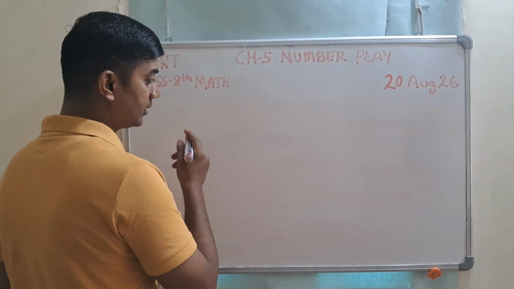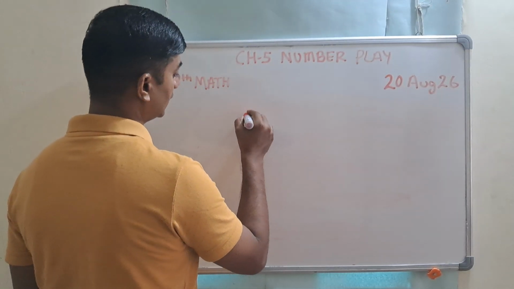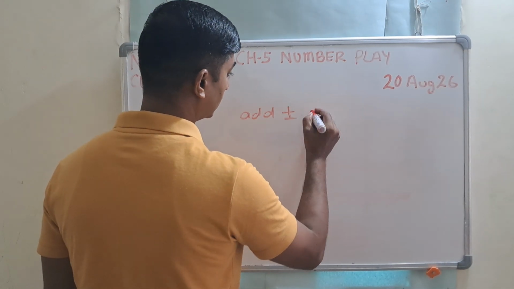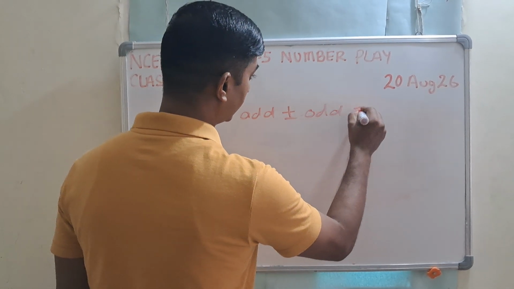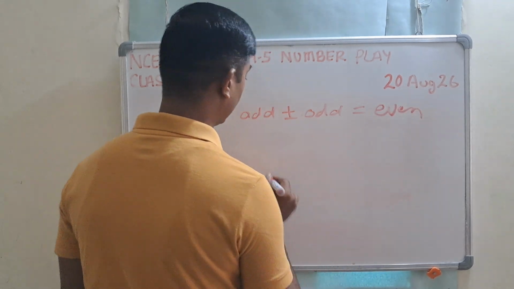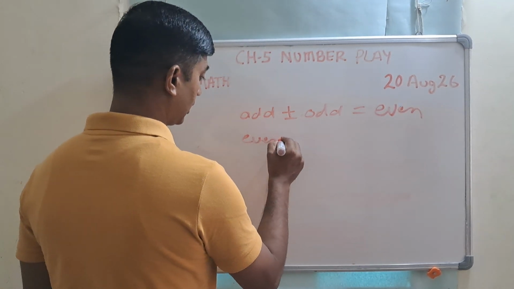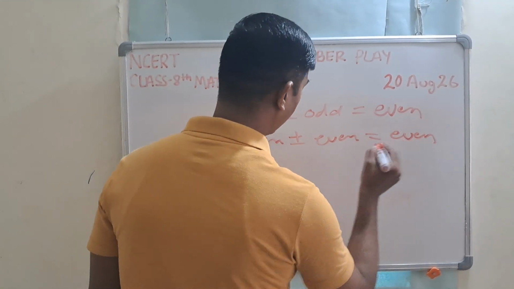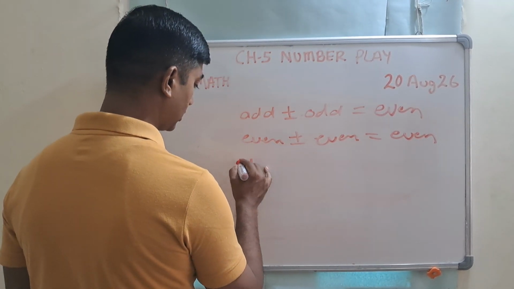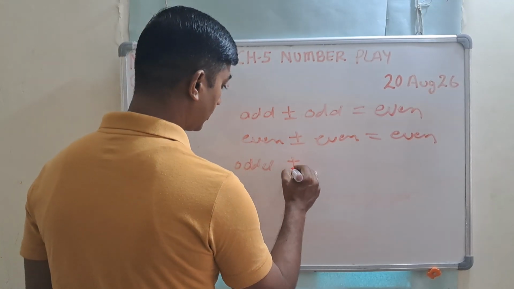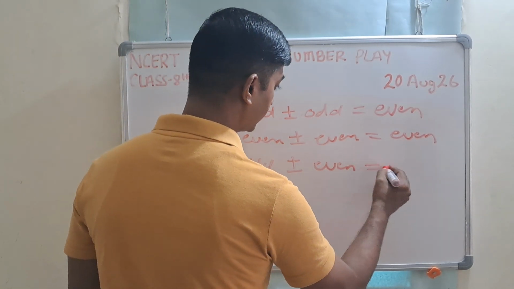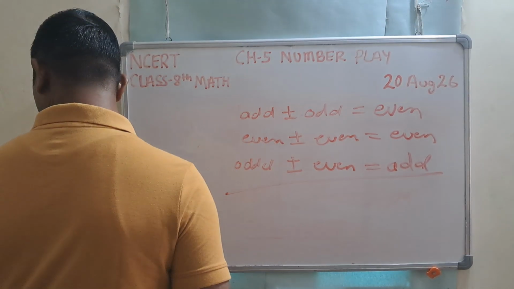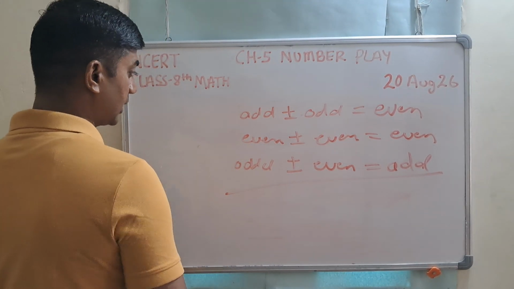Now, what we have seen is that an odd number plus or minus an odd number is always even, and even plus or minus even is always even, and odd plus or minus even is odd. Understood? This is what we proved in the previous class.